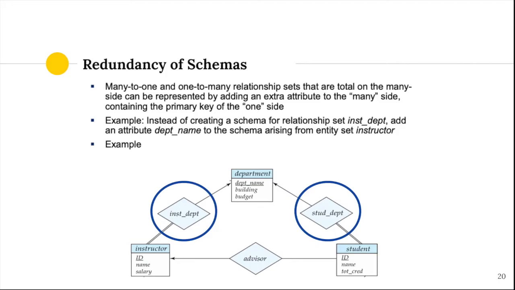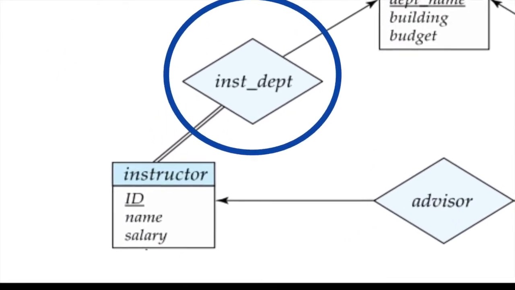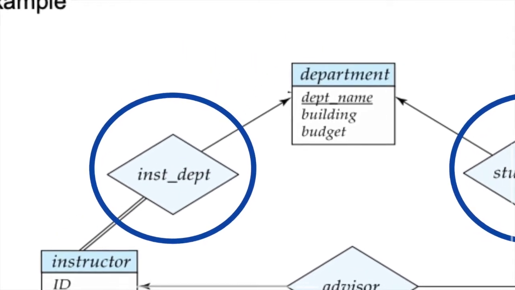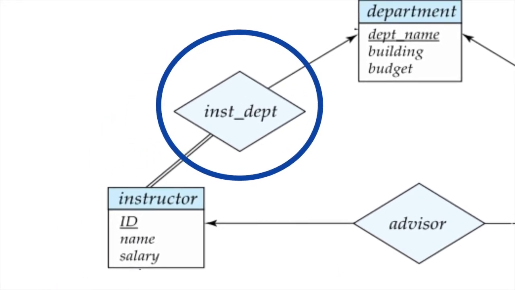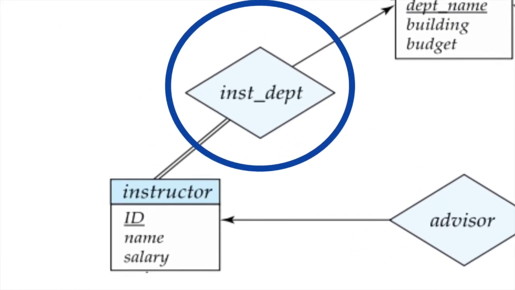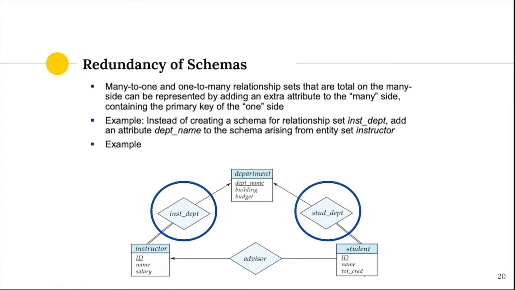So, for the instructor, hindi lang enough na attribute si ID, name, and salary, but in order to reflect the relationship between instructor and department, we will append the department name in one of the attributes for instructor. So, mag-a-apply lang yan sa may mga total relationship. So, total sa instructor side. So, all instructors must belong to a department.